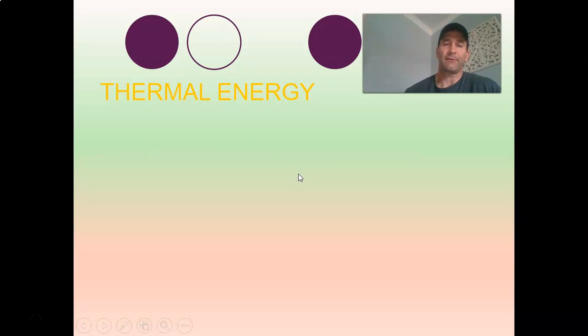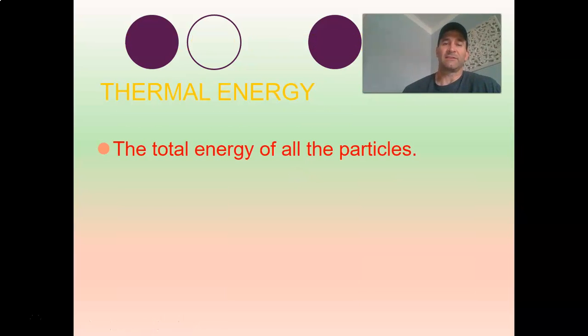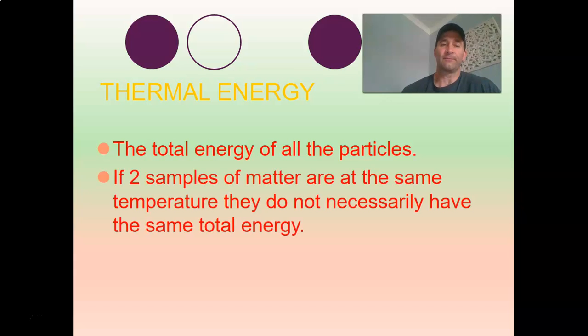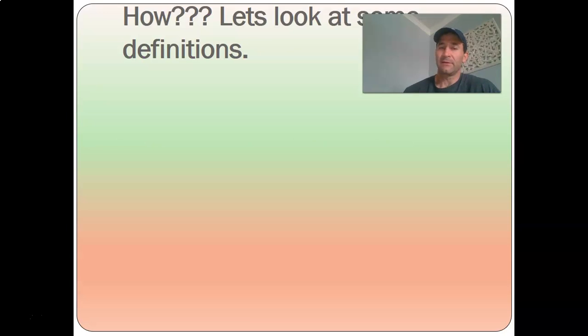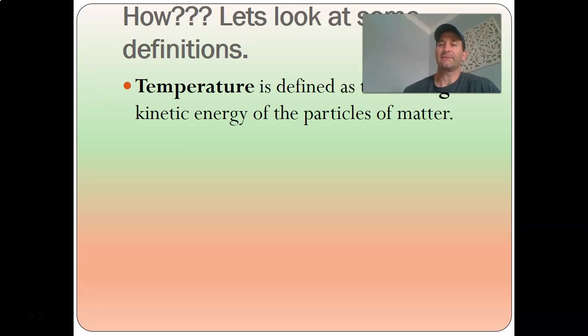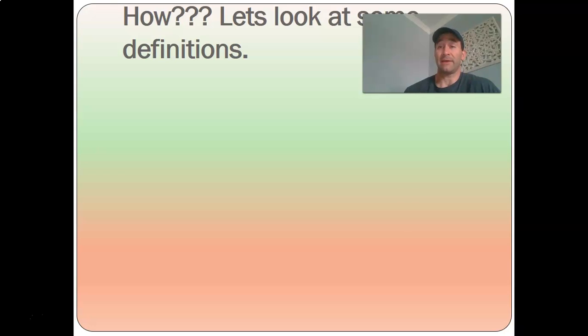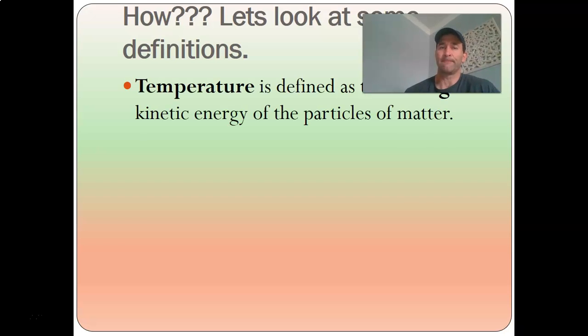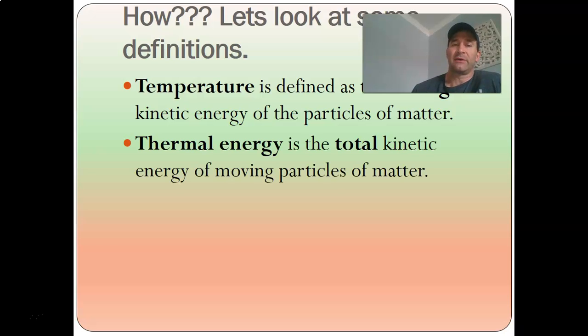Okay, moving on. Thermal energy is the total energy of all particles, the total. So two samples can have the same temperature, but not the same total energy, because thermal energy takes into account the mass. So if something has more mass, then it's going to have more thermal energy if it has the same temperature. Temperature is the average kinetic energy of the particles. The average. Thermal is the total. So average for temperature and total for thermal or heat.